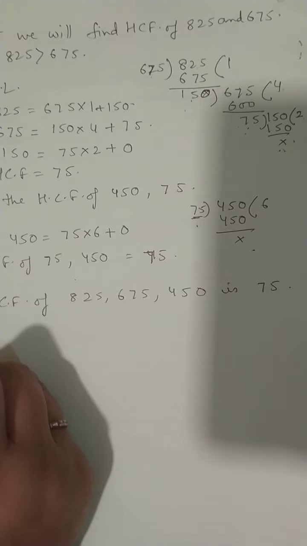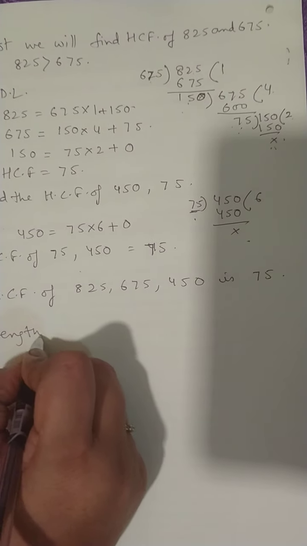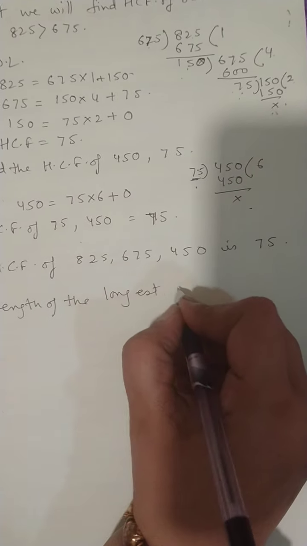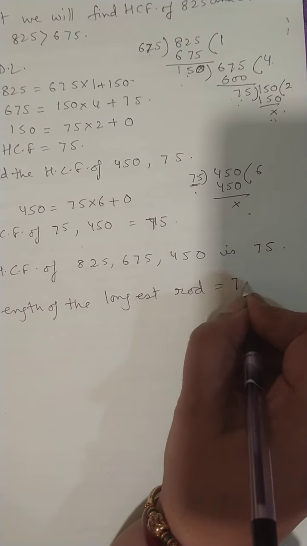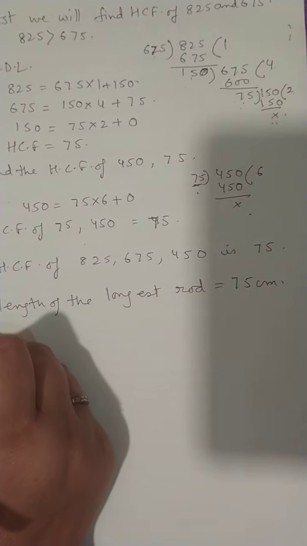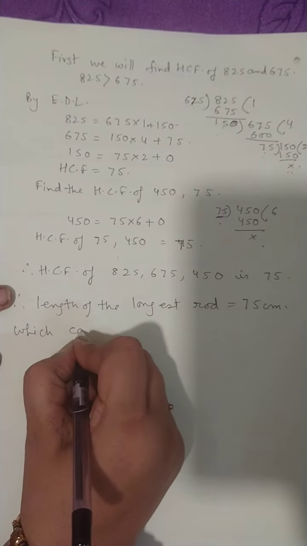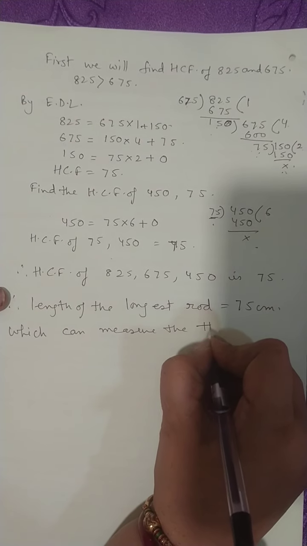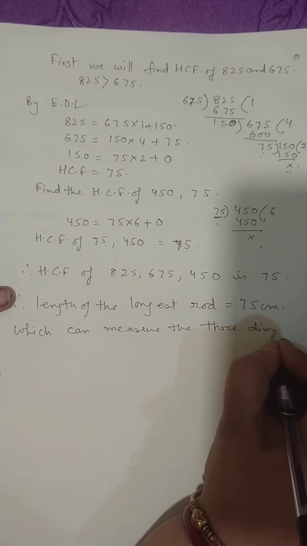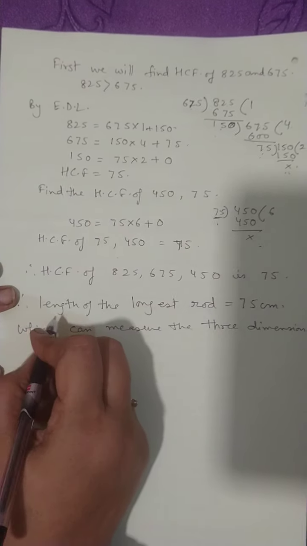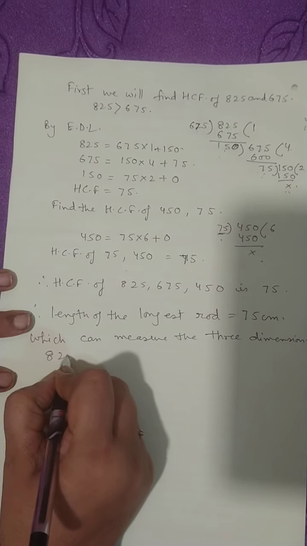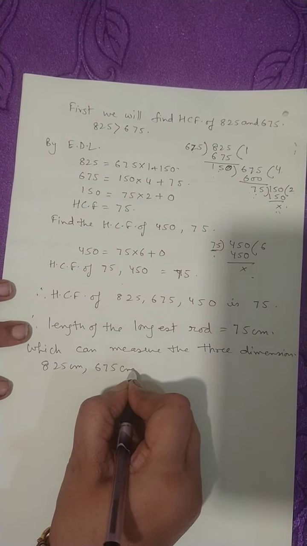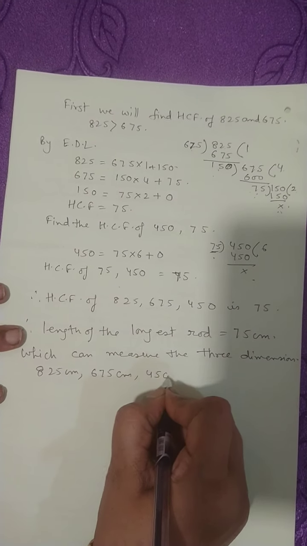Therefore, the length of the longest rod is 75 centimeter, which can measure the three dimensions, that is 825 centimeter, 675 centimeter and 450 centimeter.